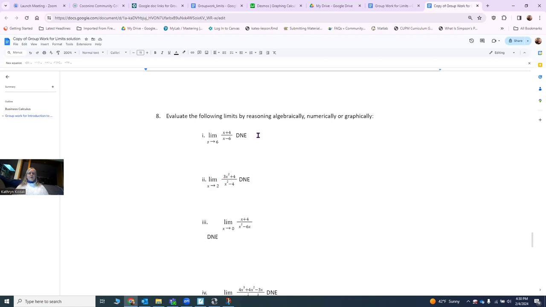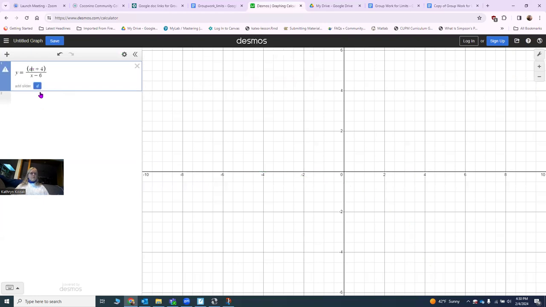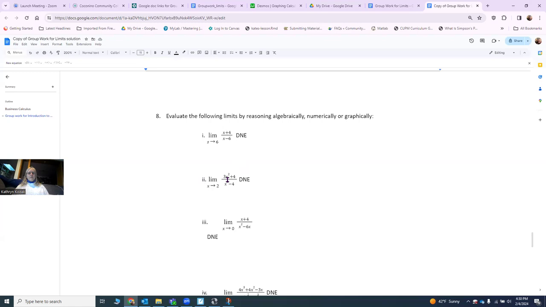Same thing here, 3x squared plus 4 over x squared minus 4. We'll do 3x squared plus 4 over x squared minus 4. I believe that was what our function was. Sorry.